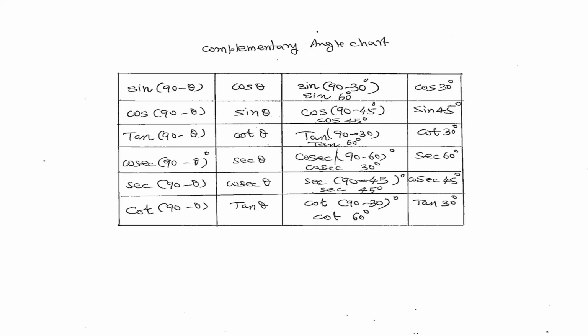Cosec 90 minus theta is equal to sec theta. Then cosec 90 minus 60, cosec 30 is equal to sec 60. Sec 90 minus theta is equal to cosec theta. Therefore, sec 90 minus 45, sec 45 is equal to cosec 45. Cot 90 minus theta is tan theta. Therefore, cot 90 minus 30, cot 60 is equal to tan 30. You can check the ratios and then remember these ratios thoroughly well when you attempt the problems.